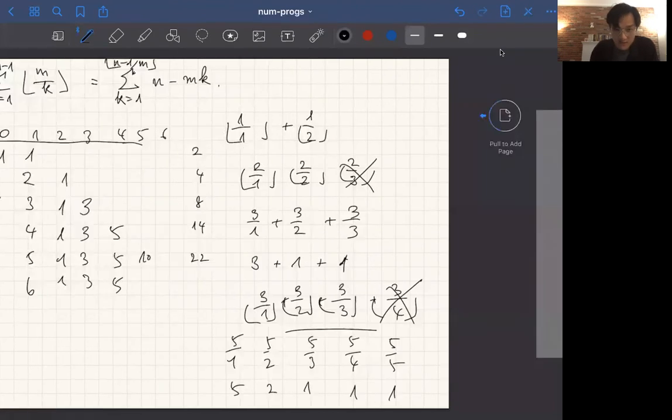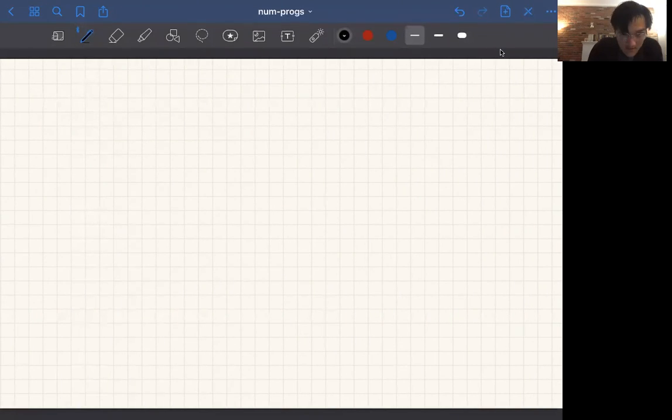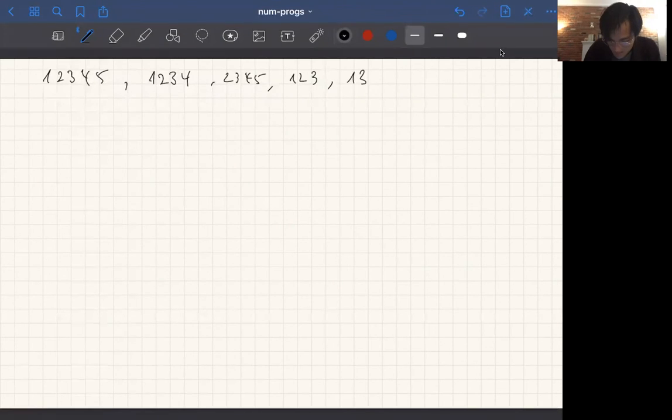Here, let's make a diversion and count the number of progressions of length 5. So there's one progression, 1, 2, 3, 4, 5. And then there's a 4. There's 1, 2, 3, 4, and 2, 3, 4, 5. Of 3, there's 1, 2, 3, 1, 3, 5. 1, 4 doesn't work. 2, 3, 4, 3, 4, 5. I think those are 4.